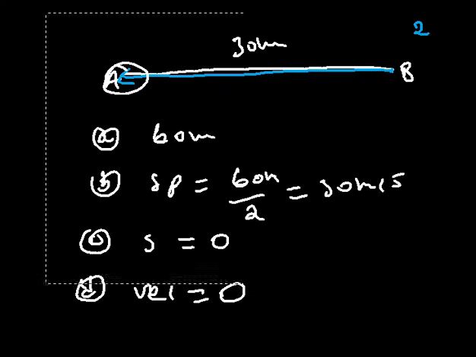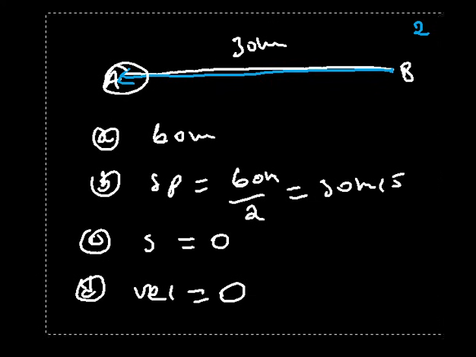So in all cases, you should have to understand that the object is said to have 0 displacement when it has got back to the same original position, and the object is said to have 0 velocity when the displacement is 0, and also the object is said to have 0 speed when there is no distance covered. So keep that in mind.